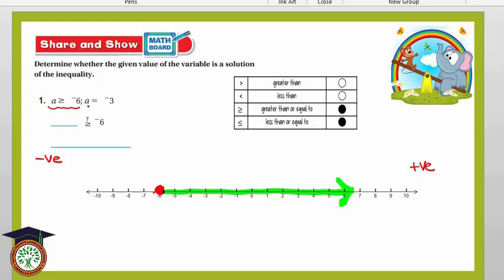If this number here is on my shaded part of the number line, then it is a solution. Let's look. A equals -3. Where is -3? This is here, -3. So it's on the shaded part of my number line. So is it a solution or not a solution? It is a solution. So A equal to -3 is a solution.